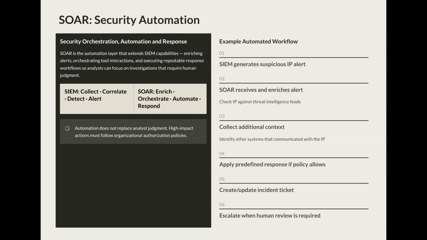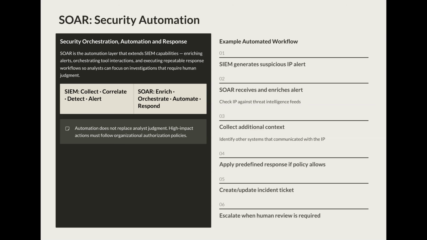But automation should not be confused with replacing analyst judgment. High impact actions need appropriate controls and authorization. Automatically enriching an IP address is very different from automatically disabling a critical production account or isolating a business critical server.